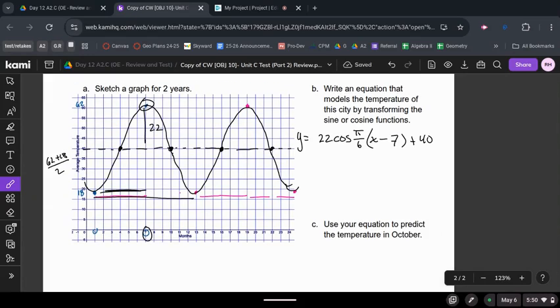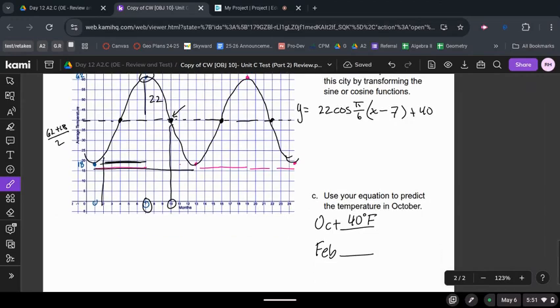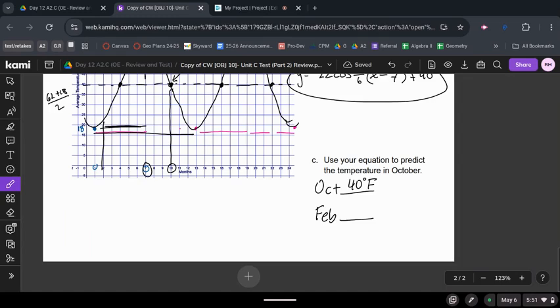I'm going to use the equation to predict the temperature in October. If I were to look at October, wait a second, I don't even have to use the equation because look at that, it's perfectly at 40. So when we see the October marking, we can be happy because then we're like, yay, I didn't actually have to use my calculator. But then I might ask you to find, because I forgot to put it on this test, the temperature in February. What would happen then? Because I would have to kind of estimate based on my graph, and my graph is not perfect, but my equation is pretty darn perfect.